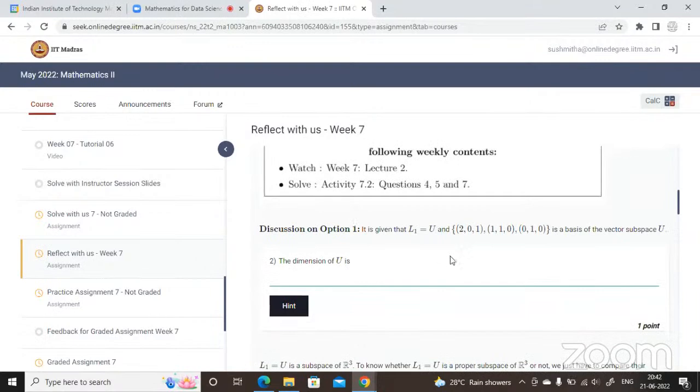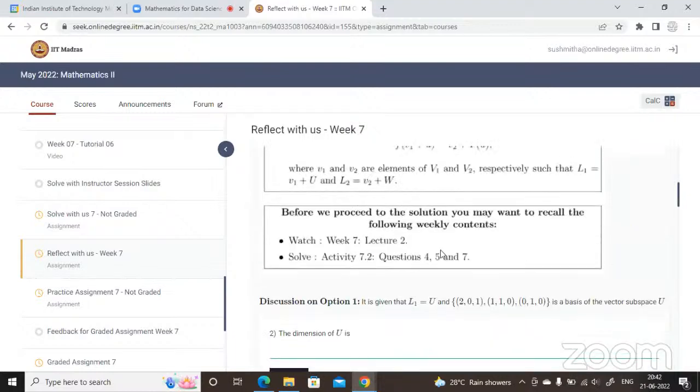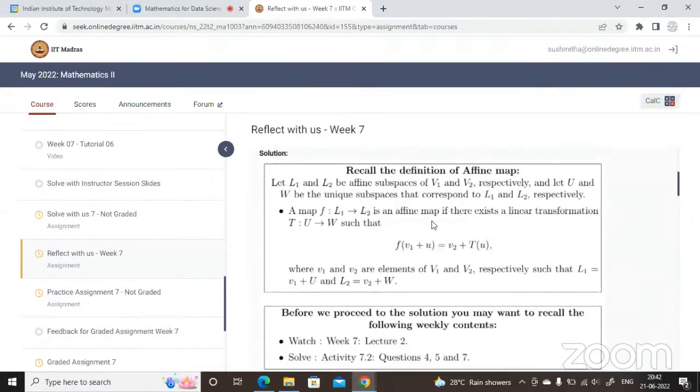Ma'am, is this just for this case, or is defining affine maps always like this? An affine map is defined like this. Hello, ma'am. We already found T of u.